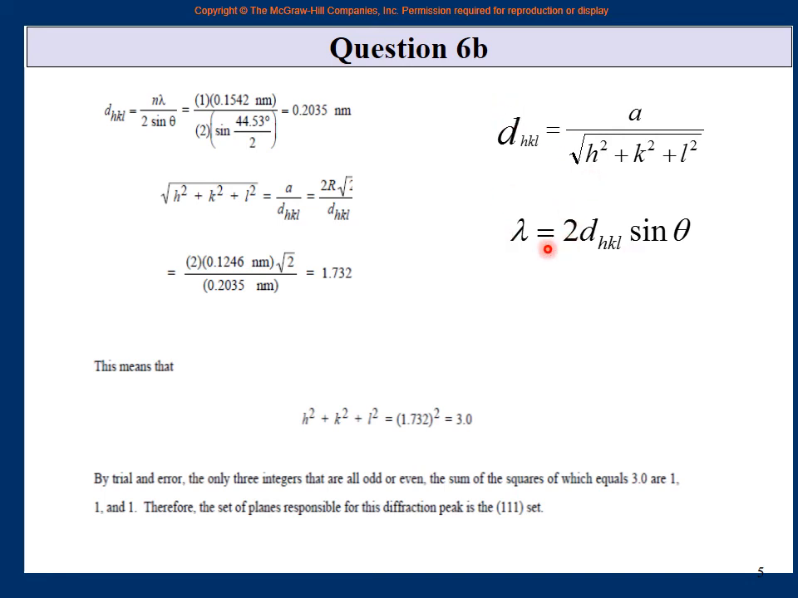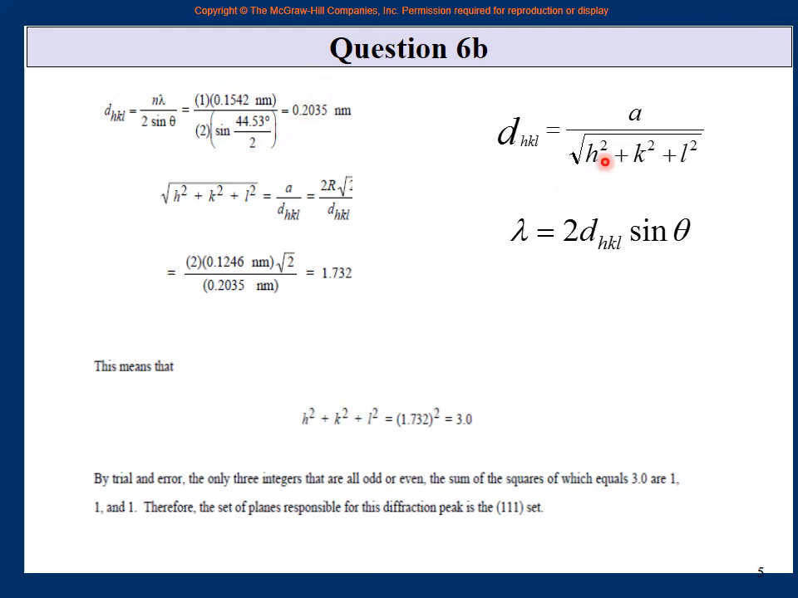So if you combine from here, d_hkl is n lambda upon 2 sine theta, right? n is equal to 1 because we are taking reflection from the first plane. Lambda is given as 0.1542. 2 is there. Sine theta, the angle is 44.53 divided by 2. So d_hkl is found to be this much.